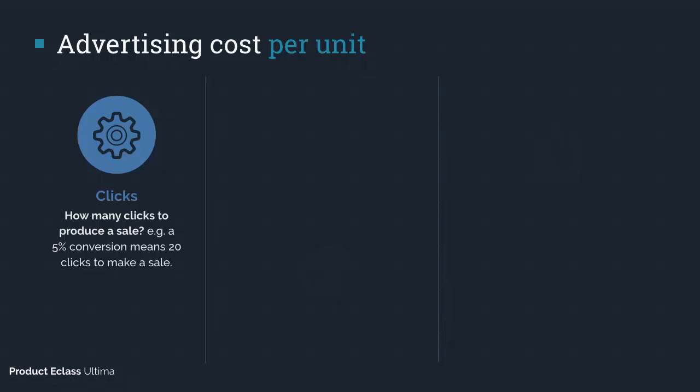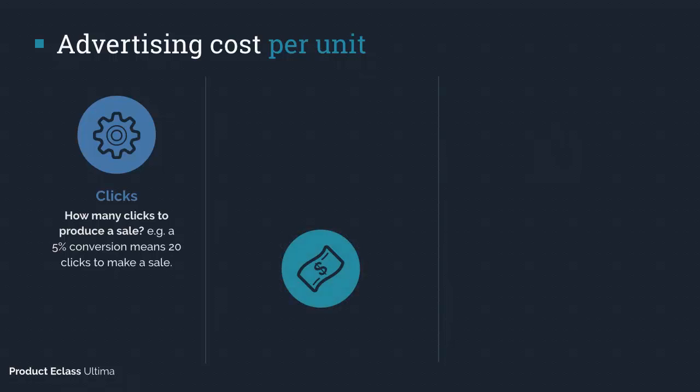If we convert at 10%, it would take 10 clicks. If we converted at 1%, it would take 100 clicks, right? So you take your conversion percentage, you divide that into 100, and that shows you how many clicks you need to generate in order to make a sale. So 20 clicks would produce me a sale if I was converting at 5%.